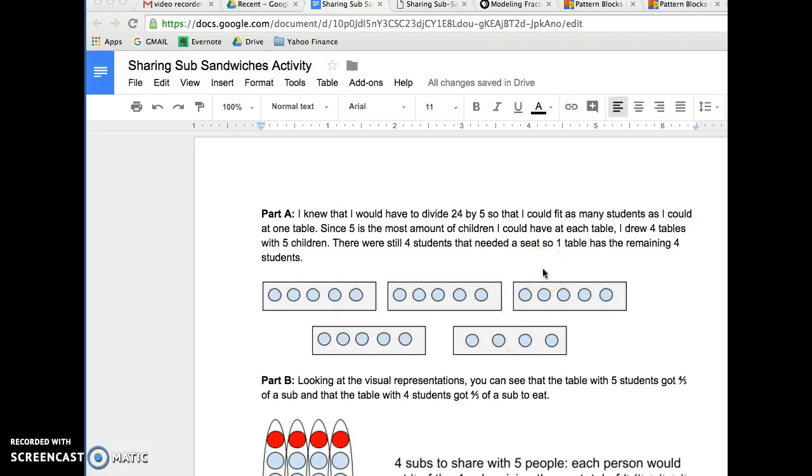So I'm going to be talking to you about the sharing sub sandwiches task. For part A, it asks you to consider how you would put 5 students at a table and what you would do if you had 24 students in your class.